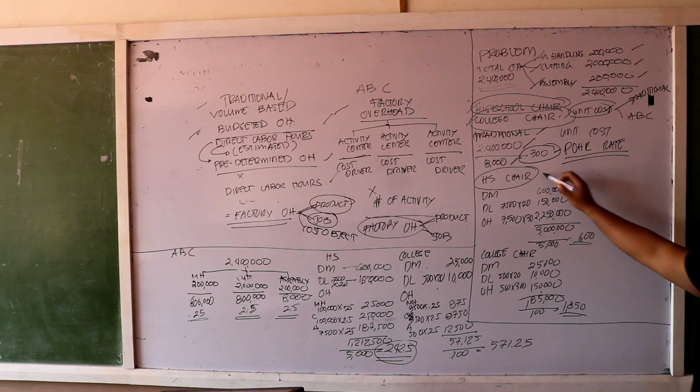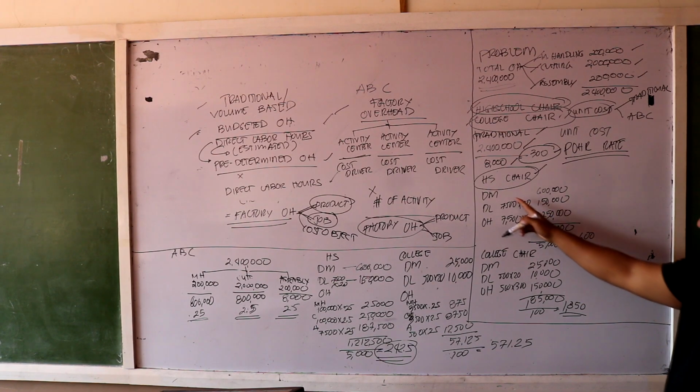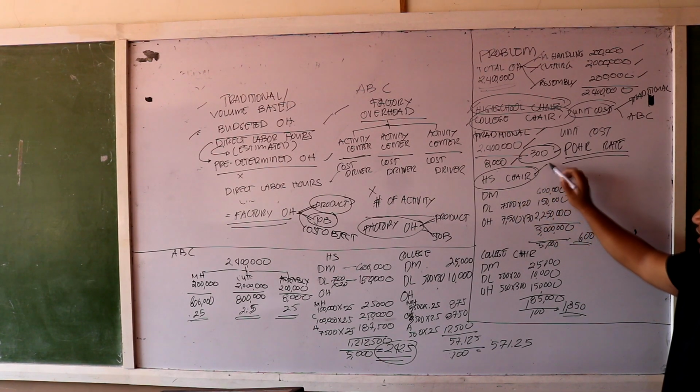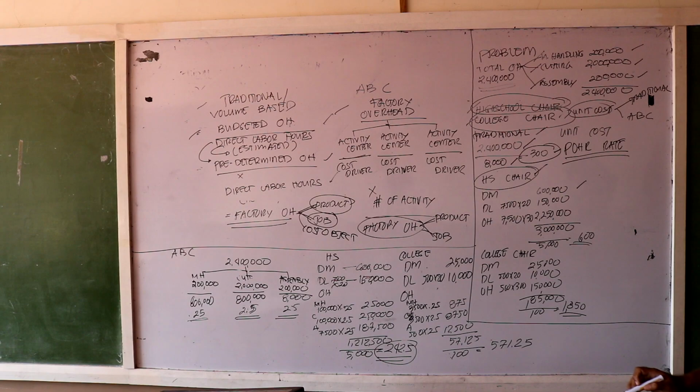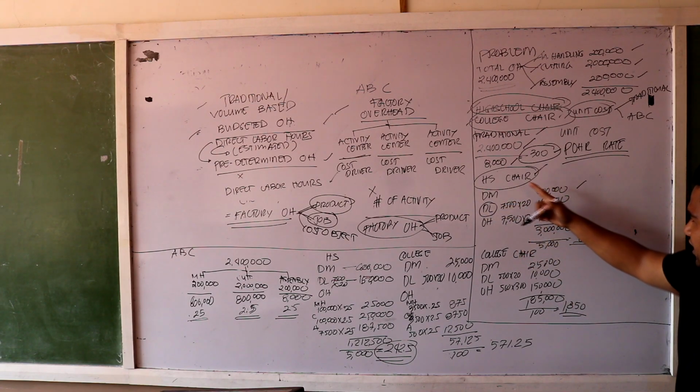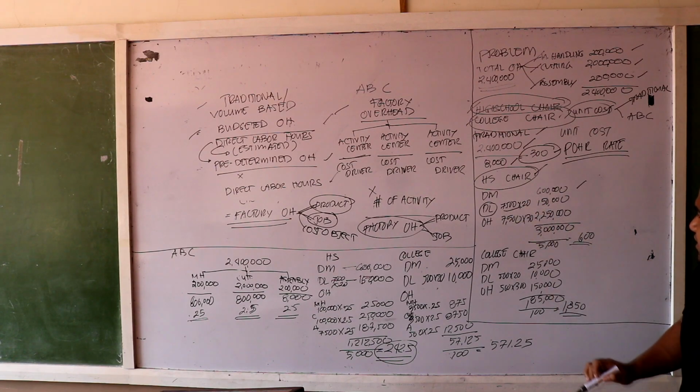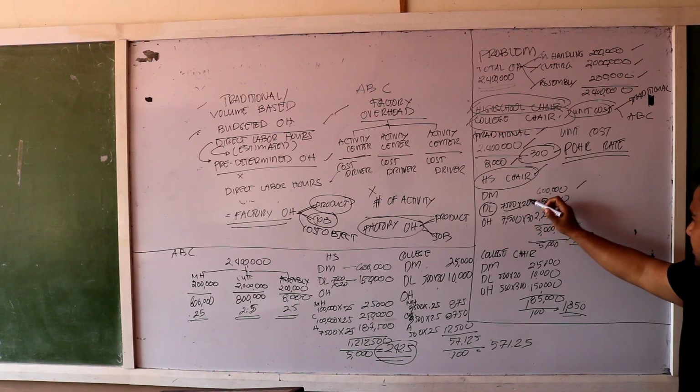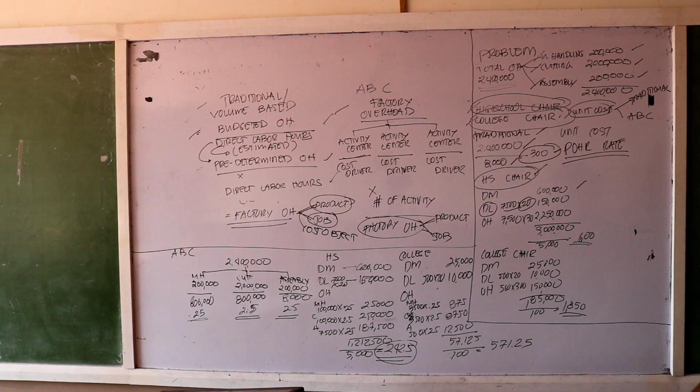So, let's start with high school chair. Provided in the problem that direct materials used in our high school chair is 600,000. For direct labor hours, HS chair consume 7,500 direct labor hours times the 20 direct labor cost per hour. So that will give you a total of direct labor amounting to 150,000.